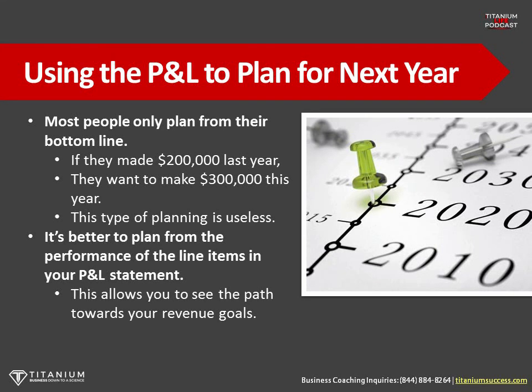Next year I want to make $300,000. Or last year I lost money. This year I want to make money. See, that doesn't work because you can't directly influence that. But what you can influence are those items at the top, the different sources of revenue, right? You can control those different direct costs that you have.